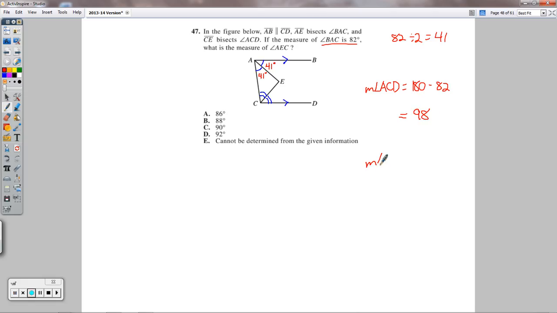That means the measure of angle ACE, the emphasis on the E there, would be half of that whole angle ACD. So we have 49 degrees right there.